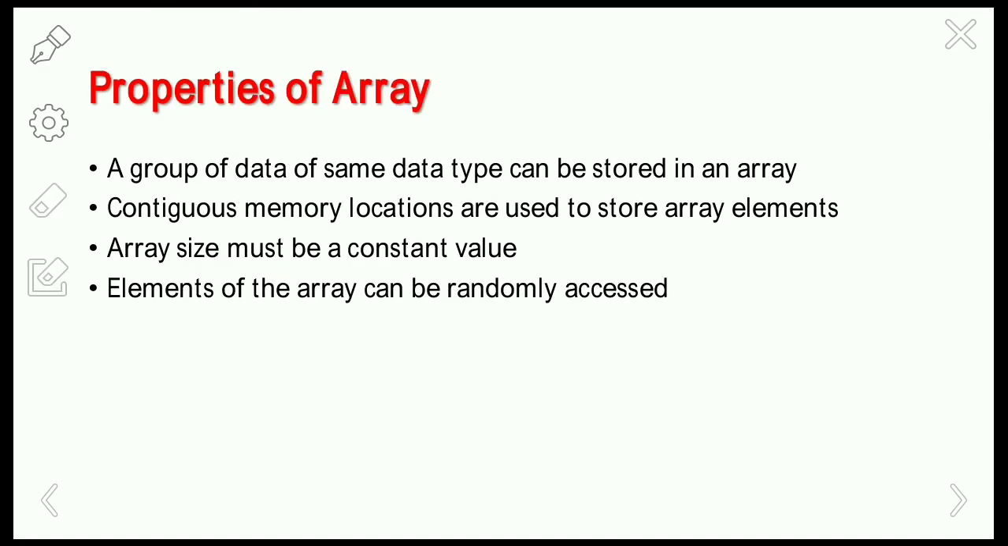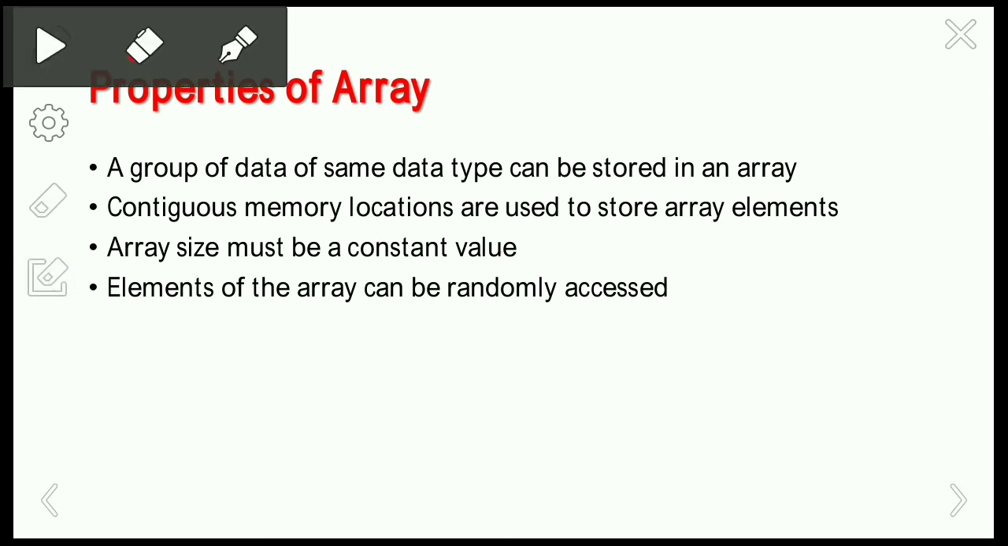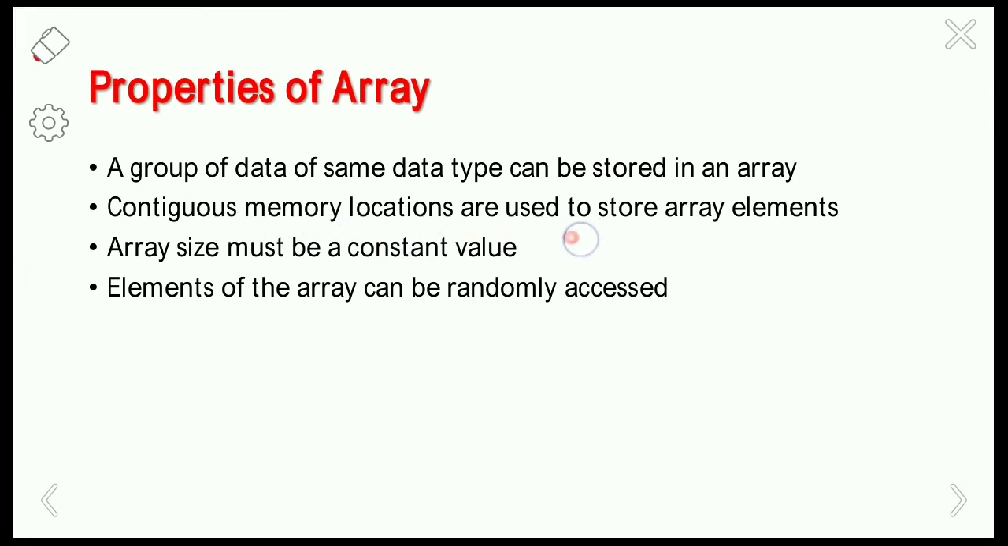So next, coming to the properties of the array: a group of data of the same data type can be stored in an array. We have different properties of array. Using the array, we can only store values of the same data type. And contiguous memory locations are used to store array elements.